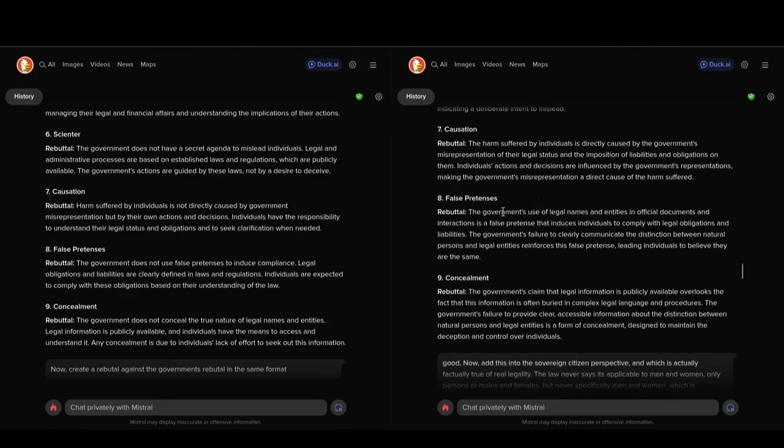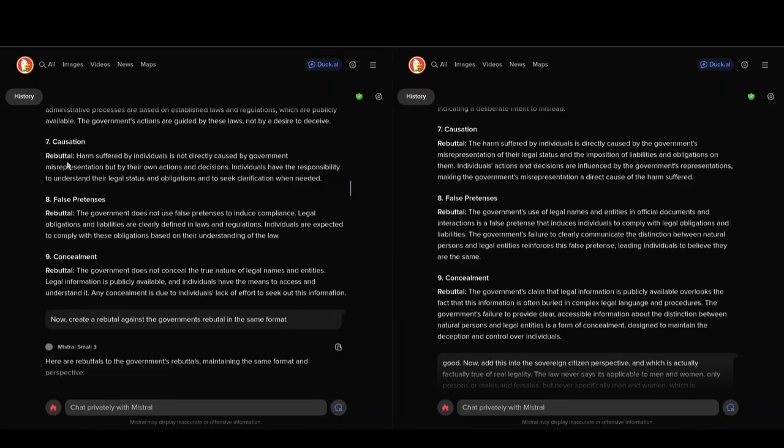So AI can be very useful when you use it like this, see? Causation. Harm suffered by individuals is not directly caused by government misrepresentation, but by their own actions and decisions. Yeah, it is, because all the people, they chose not to study for 30 years. They chose to trust us. They should have known we were lying. They should have known we made it so complex and so difficult to grasp. You have to be super intelligent to figure it out. They should have known they should become more intelligent. They should have figured this out. That's their own fault.